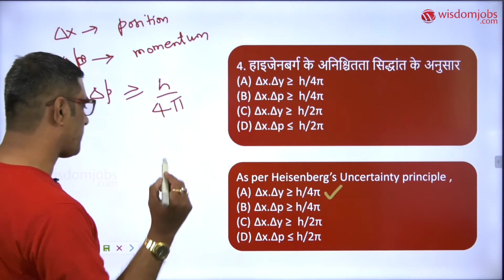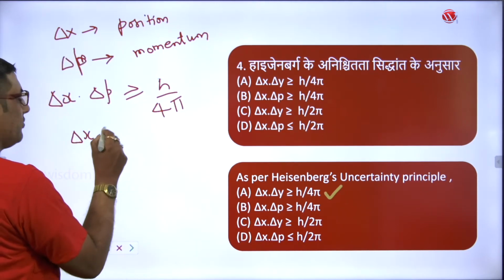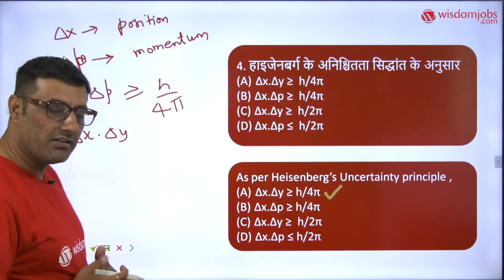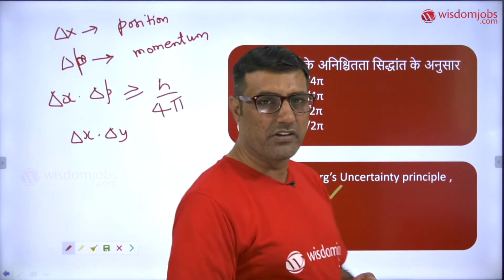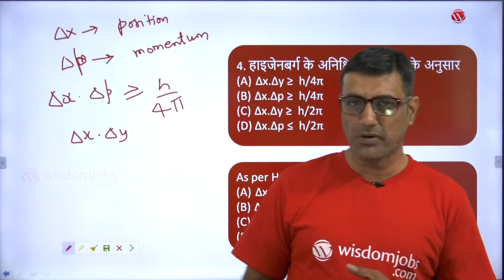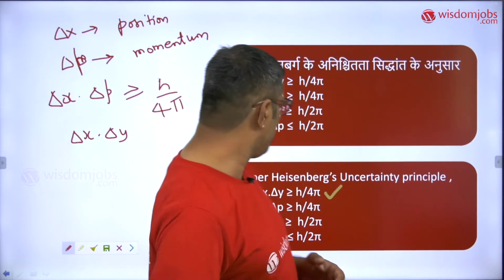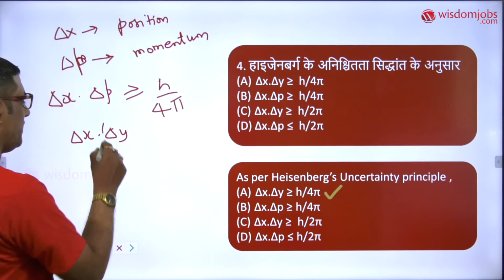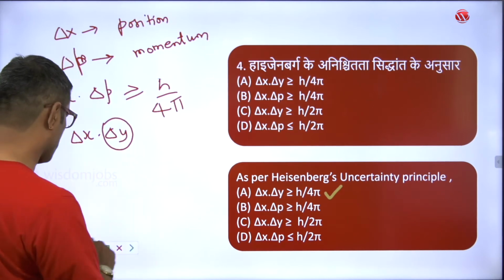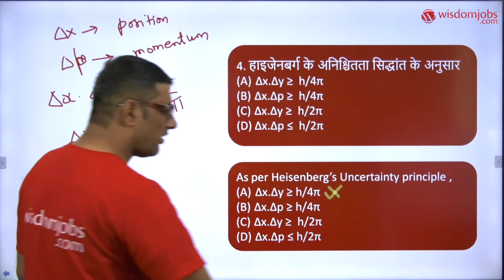So here the first option is what? Delta x into delta y. What is this delta y? There is no delta y in Heisenberg's equation, right? In the uncertainty principle there is no delta y. So obviously this is a wrong option. So this is not the correct option.